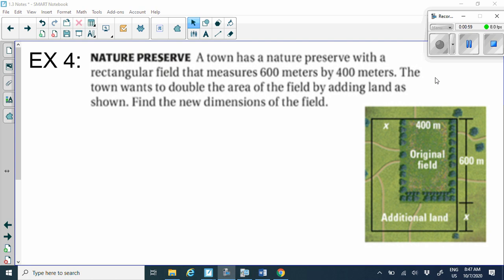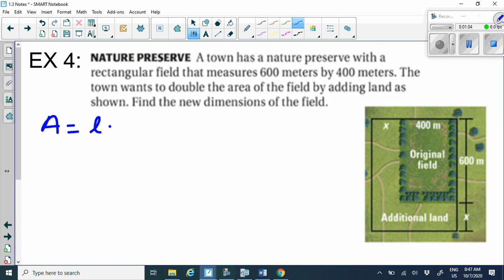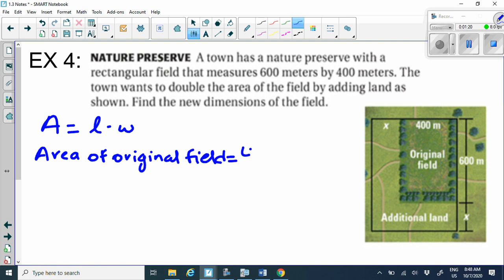So let's think about area. What is the formula for area? It's going to be length times width, okay? Now, can we find the area of the original field? Yes, because we have the dimensions. So to find the area of the original field, we are going to do 400 times 600, because that is our length times our width. When we get that, we get 240,000.